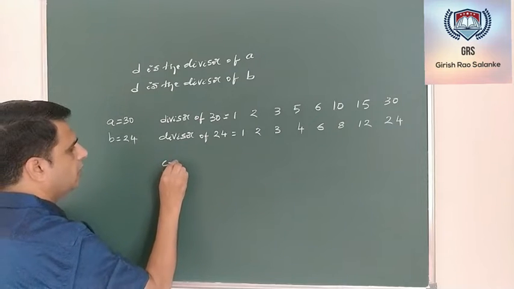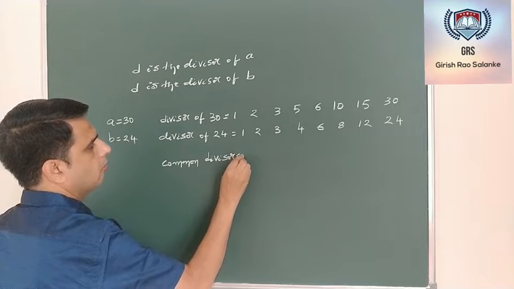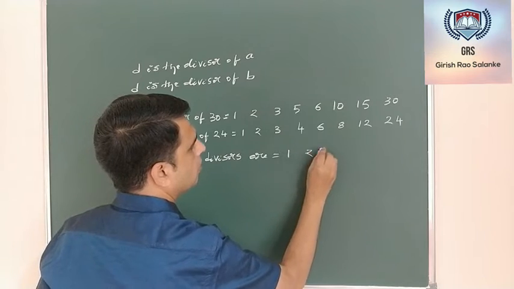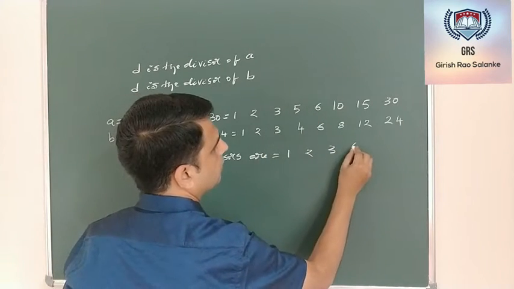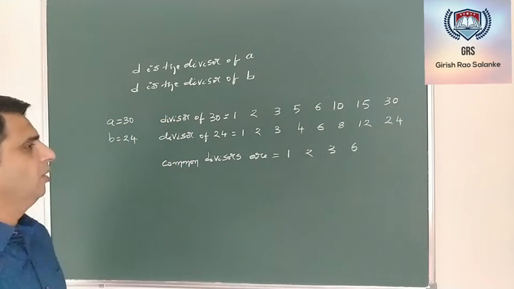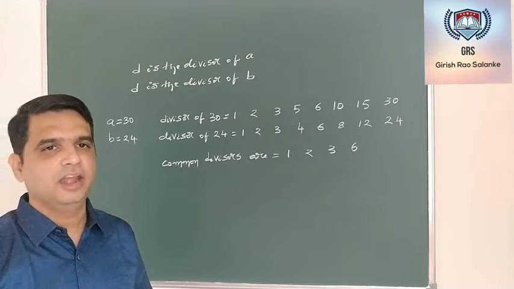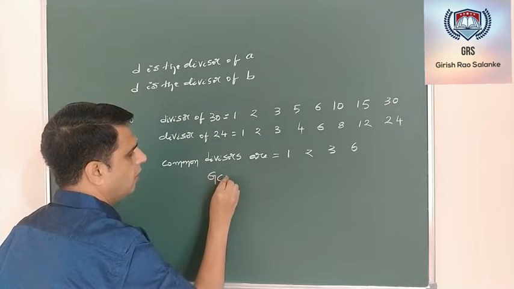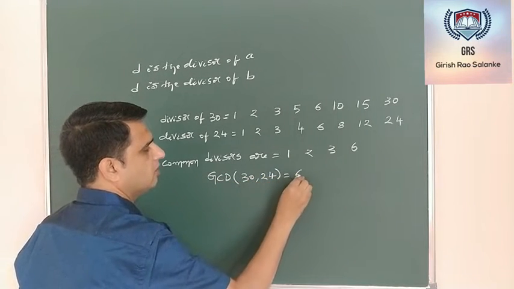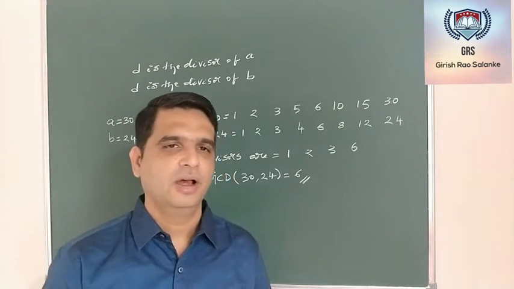Which are the common divisors here? 1, 2, 3, 6. 10 is not there, 15, 30 are not there. Yes, the common divisors are 1, 2, 3 and 6. Now the greatest common divisor is the GCD of A and B. Hence I can say the GCD of 30 and 24 is 6 in this example. This is what we mean by the GCD of two numbers.